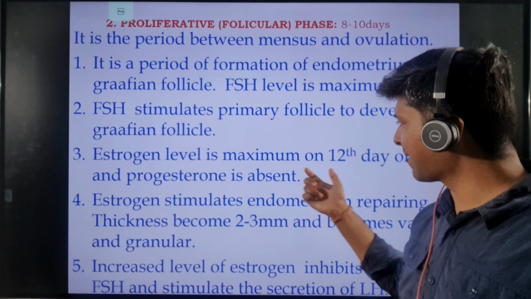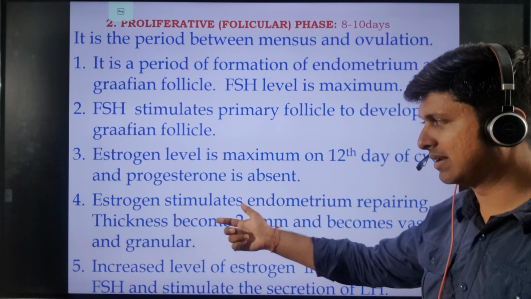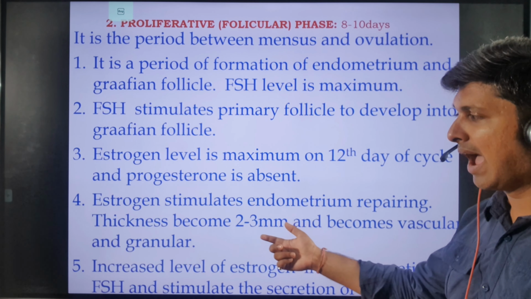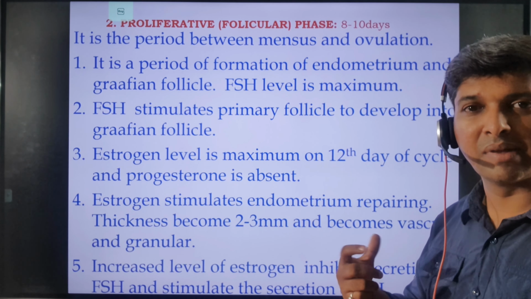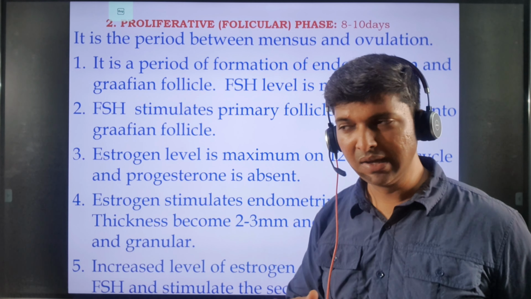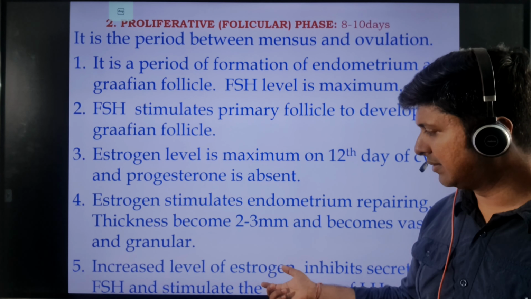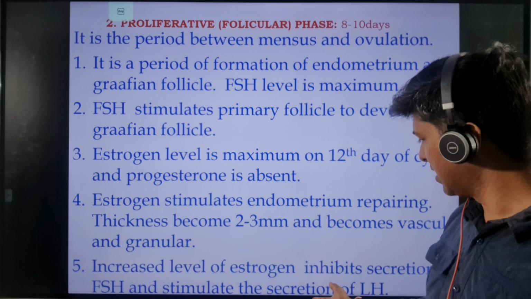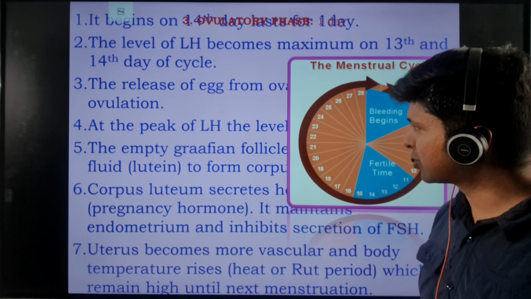Then the estrogen level is maximum on the 12th day, and the progesterone level is absent. Estrogen stimulates the endometrium repairing, and the thickness becomes 2 to 3 millimeters. Now the thickness of the endometrium is increasing. Again, a cushion is being prepared for the fertilized egg. Then the increased level of estrogen inhibits the secretion of FSH.